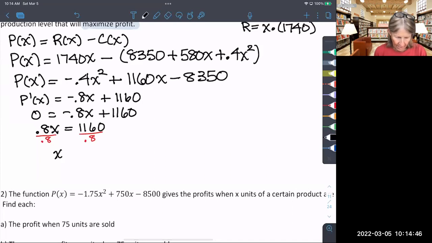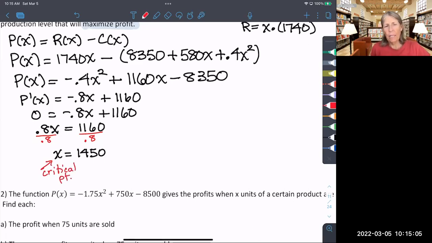All right, so I come across with an x value of, it looks like when I divide this, 1450. Again, use your calculator, type that in. So this would be my critical point. I cannot assume that this is the answer to the question. I have to prove it. So I need to prove that this critical point is the one that will maximize the profit.